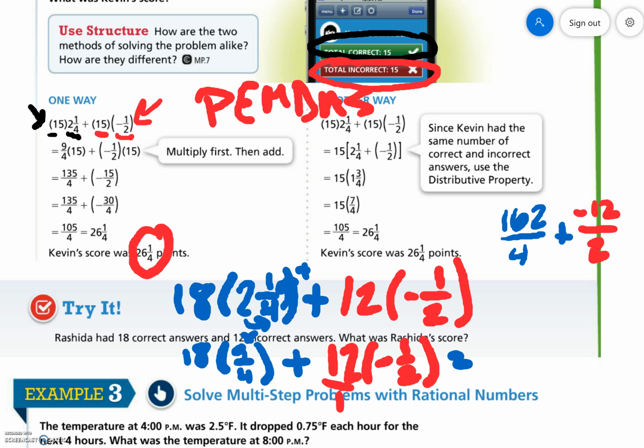See if we can reduce here. 162 divided by 4 is 40.5. And then we have a plus and negative, so I can actually subtract 6, which gives me 34.5. So Rashida's score was 34.5.